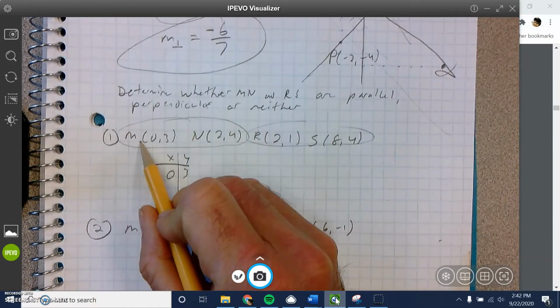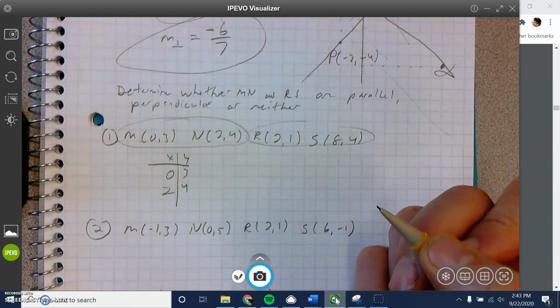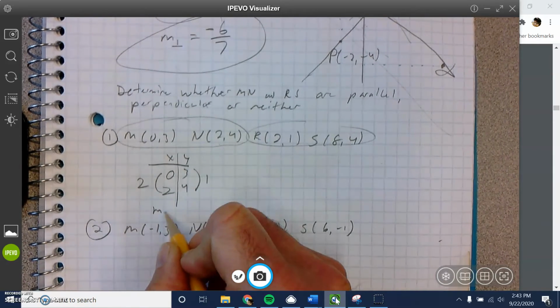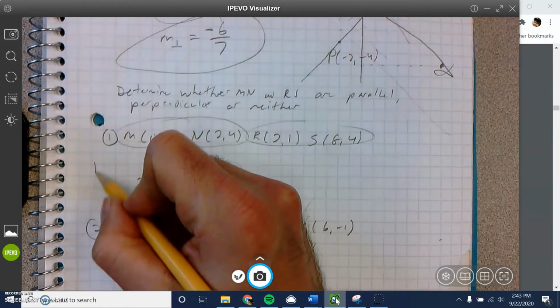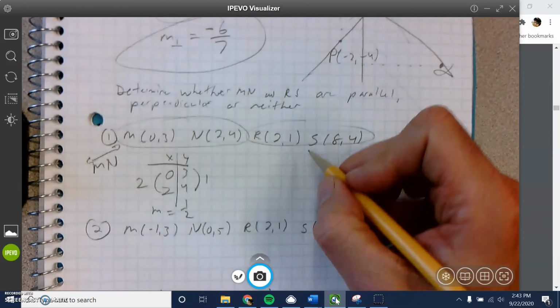M is 0, 3, and N is 2, 4. What's the slope? Figure it out. 1 over 2. So the slope of MN is 1/2. So this is line MN.